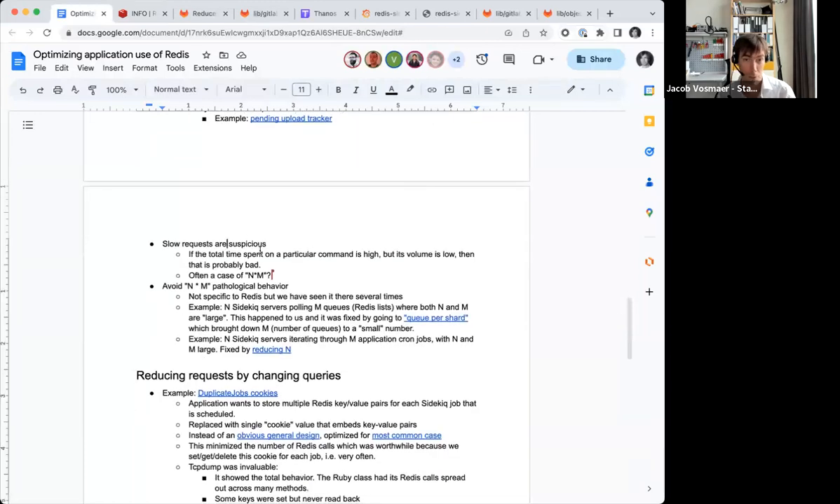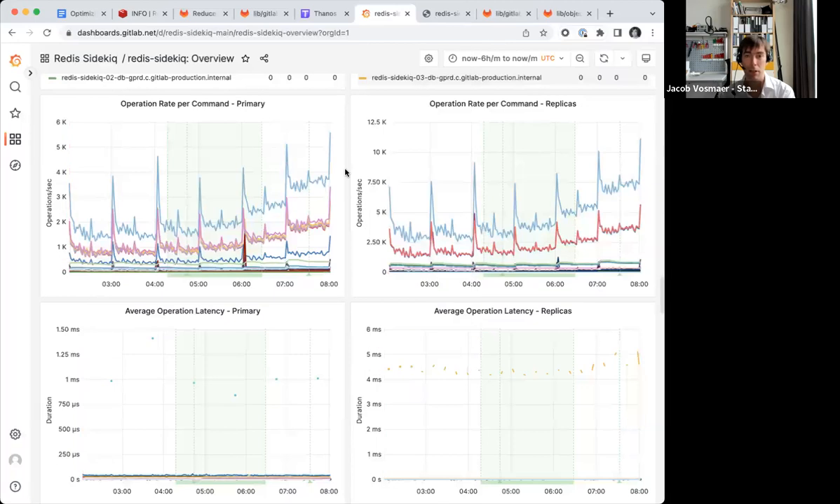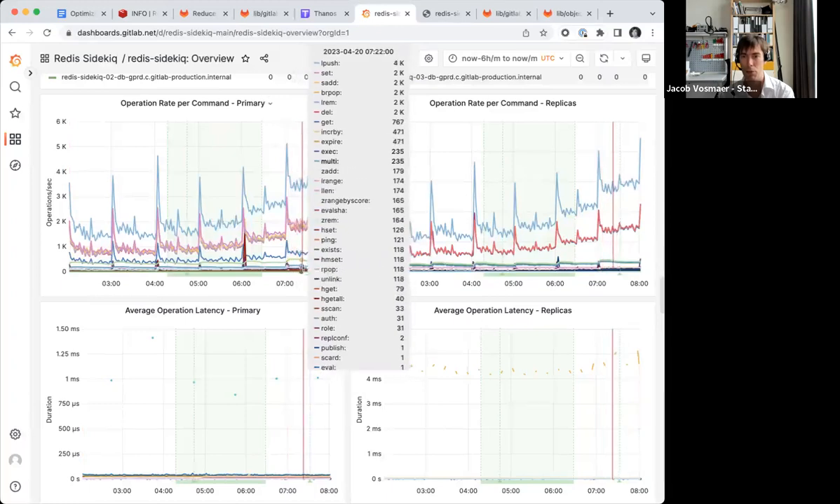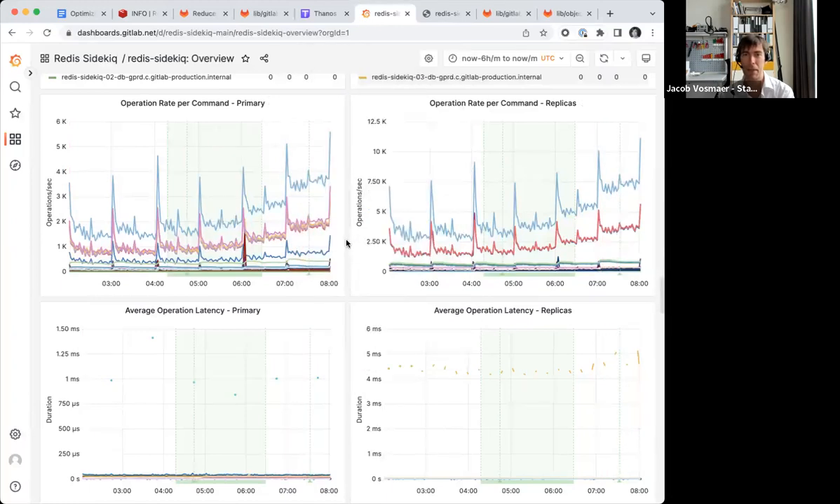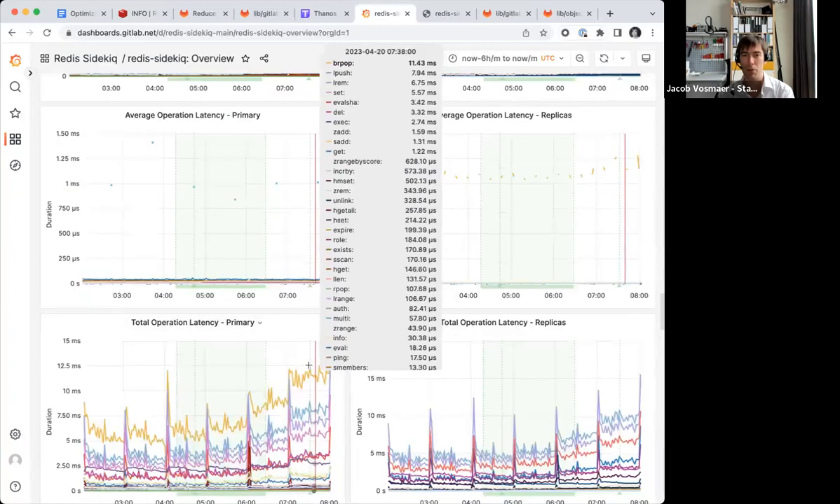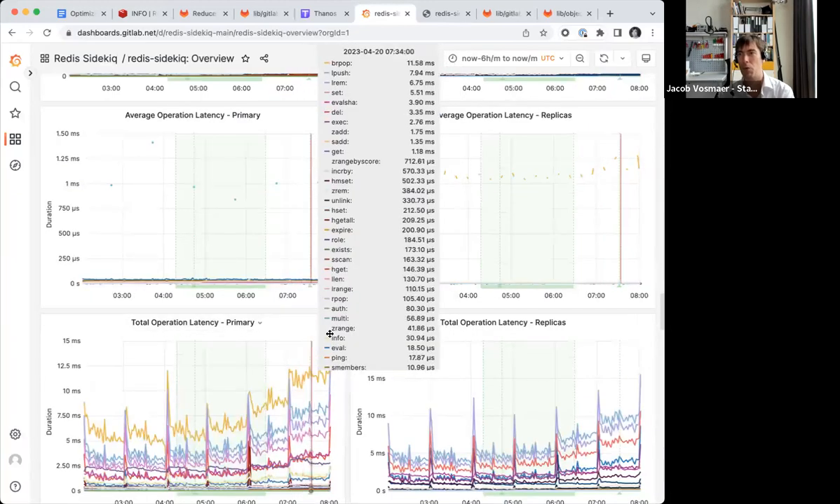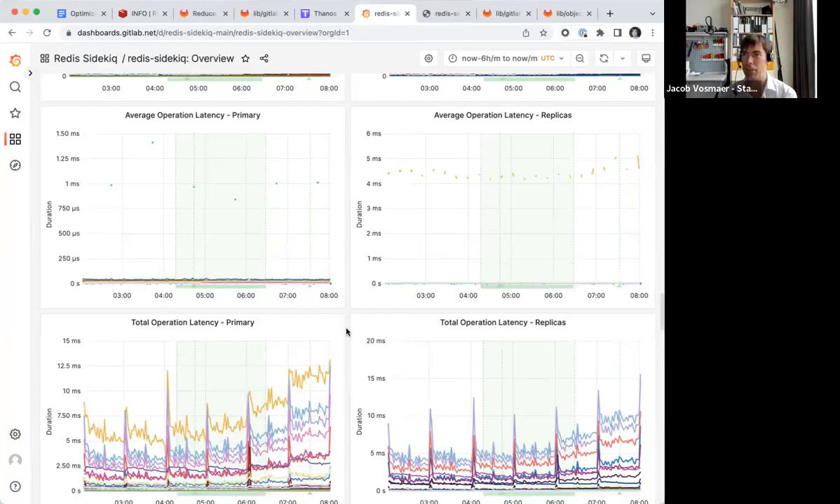Slow requests are suspicious. Slow requests, if you look at these graphs, can be recognized by seeing a command where the operation rate is low. So it means it's somewhere down here. There's always this long tail of things that you can't see. But it's somewhere near the top of the total latency, or maybe it's way above the rest. So if you see something that is, on the one hand, not happening a whole lot, but every time it happens, it takes a lot of time, that is super suspicious, and then you need to find out why that is.